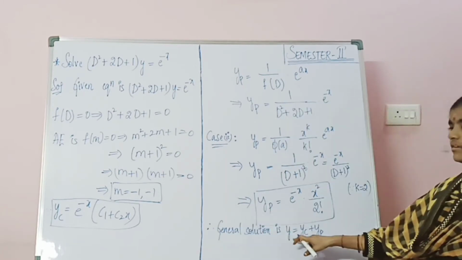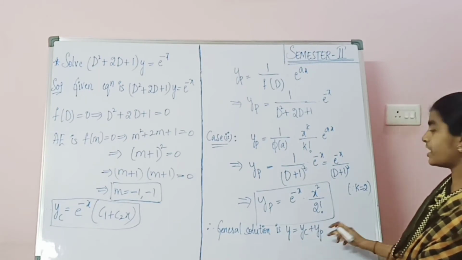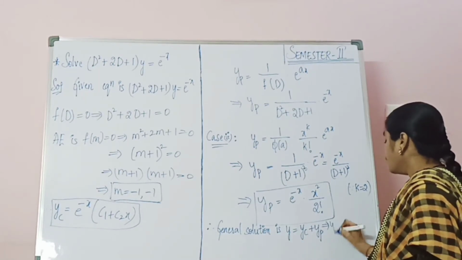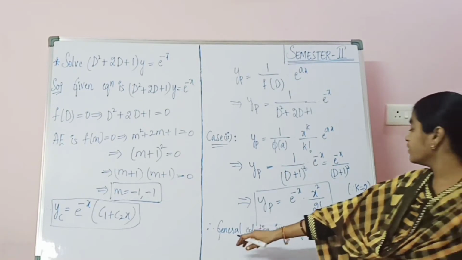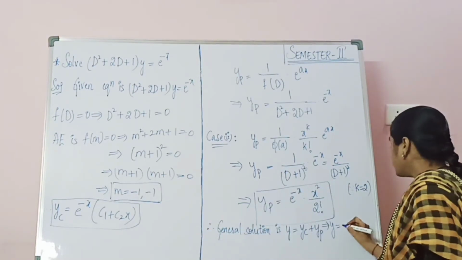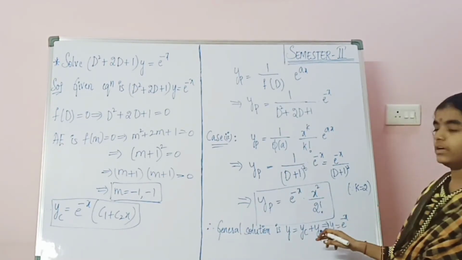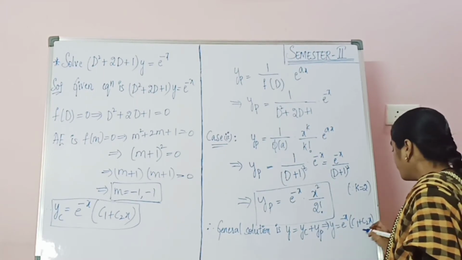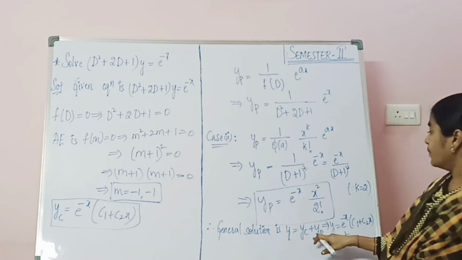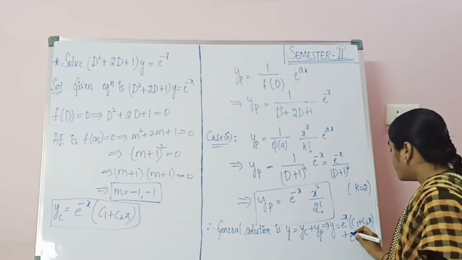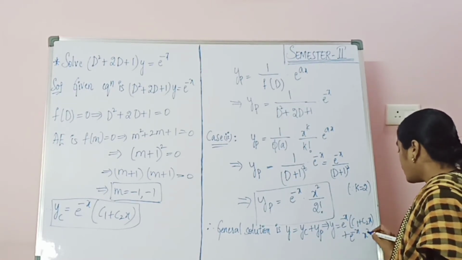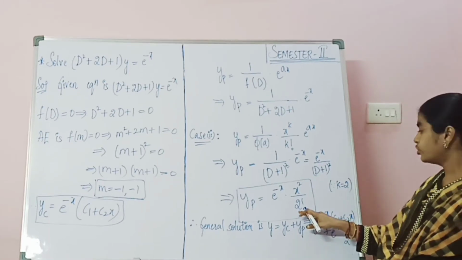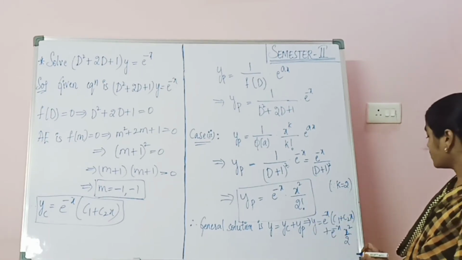Now, therefore, the general solution equals yc plus yp. So y equals e power minus x into (c1 plus c2 x), plus the particular integral, e power minus x into x square by 2 factorial. 2 factorial means 2 only, so x square by 2. This is the solution.